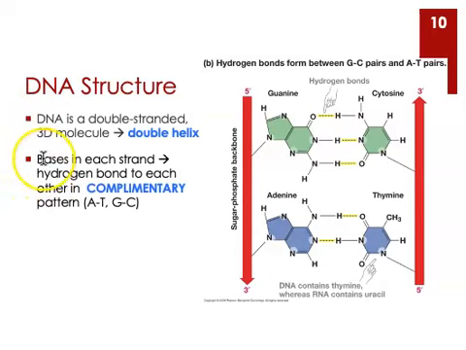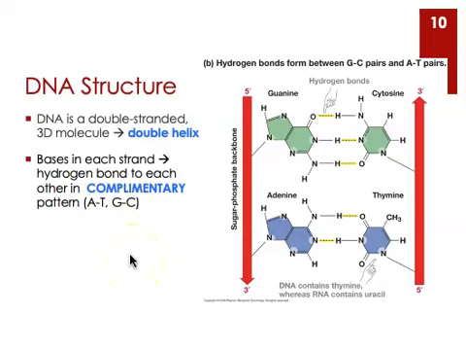Now, bases in each of the 2 strands of DNA sort of jut off of those strands, so they come together, they interact with each other, and they hydrogen bond. But they hydrogen bond in a complementary pattern. In other words, it's not that A will hydrogen bond with A. A is going to hydrogen bond with T, and G is going to hydrogen bond with C. There's complementary bonding that goes on between those bases.